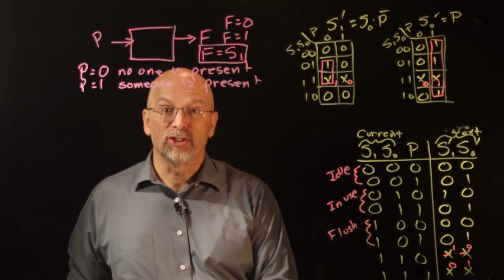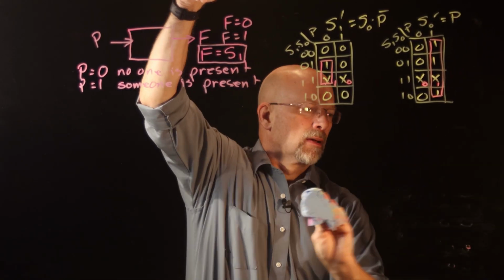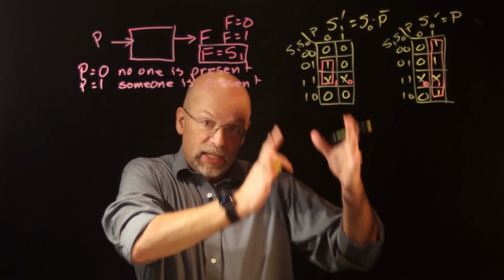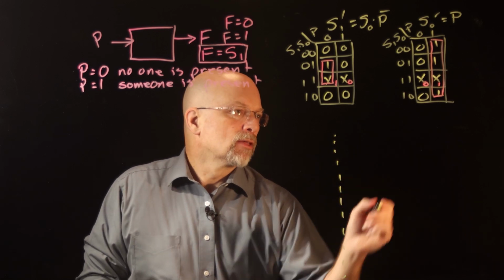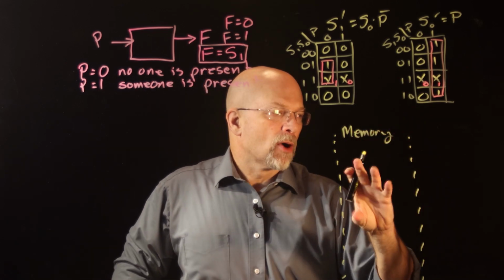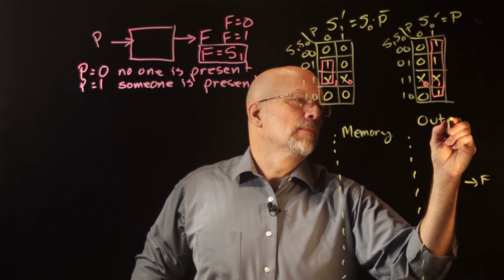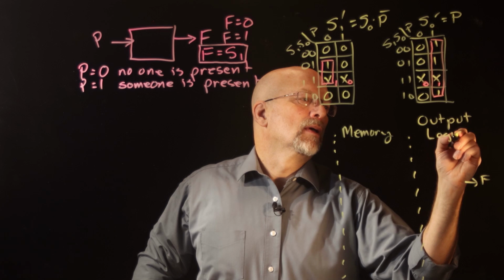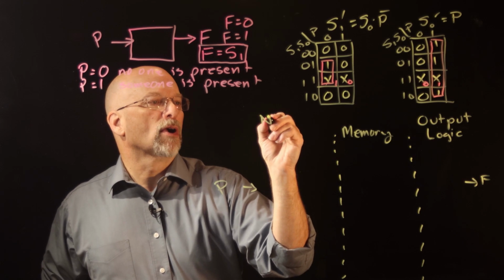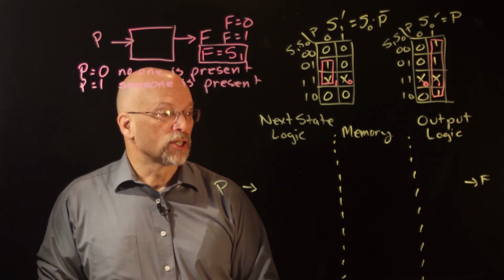All right, so let's draw our circuit. But before we do, let's make some room. Now remember, our state machine is divided into 3 pieces, 3 sections. In the middle we have memory. Going from our memory to our output, which in this case is going to be F, we have our output logic. And then going from our input, P, to the input of our memory, this is going to be our next state logic. All right, so let's go ahead and draw this up.